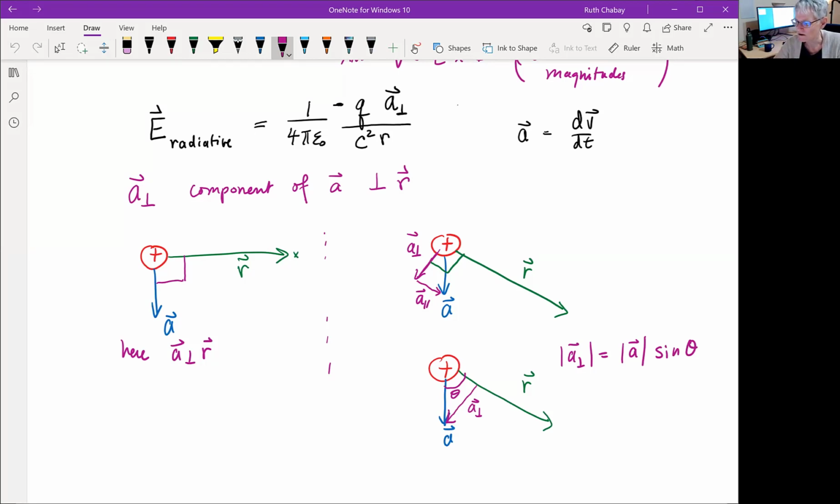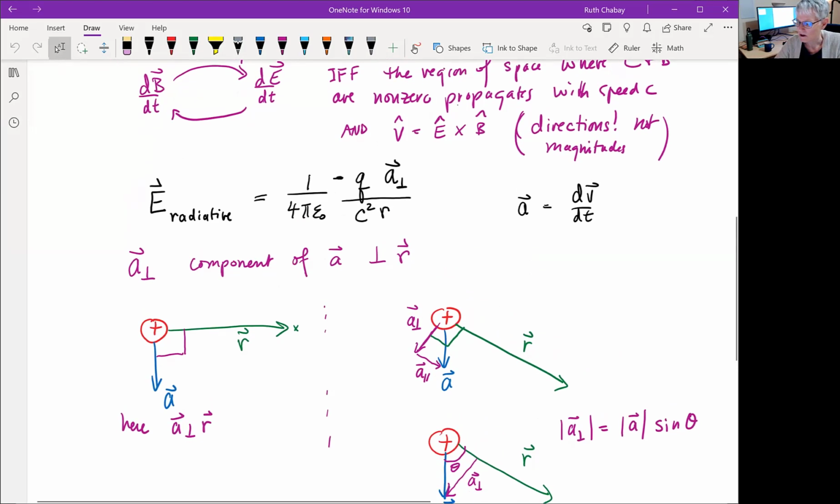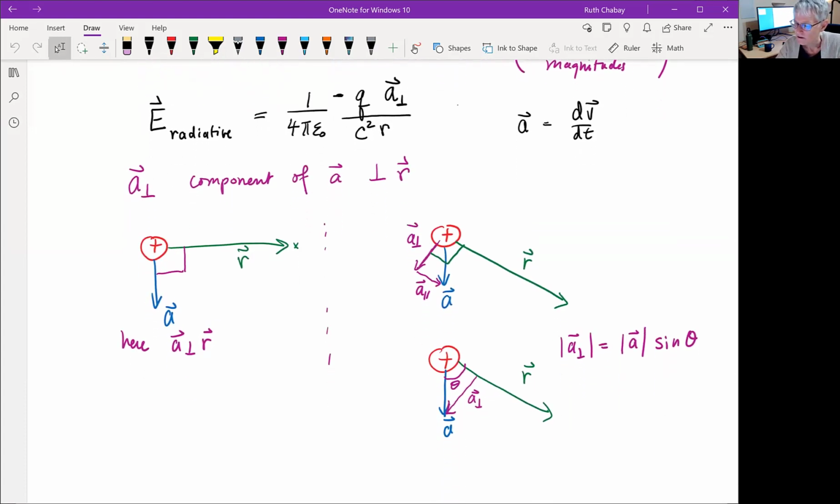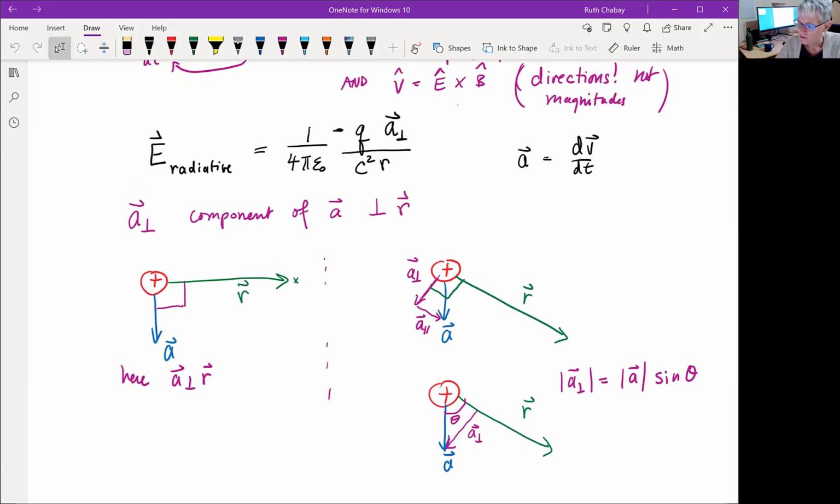And now what does this minus sign mean? Well, we go back to the drawing on the left here. Let's see what this would tell us. The acceleration, so here we are, this situation here where A is perpendicular to R.